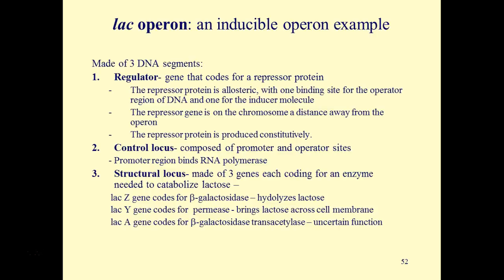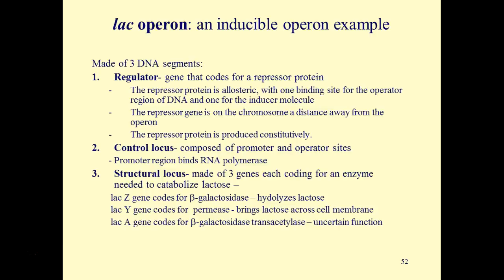There's also a control locus. The control locus is composed of the promoter region and the operator site. The promoter region, remember, binds the RNA polymerase. And then the third component is a structural locus. A structural locus is made of a number of genes, each coding for an enzyme.